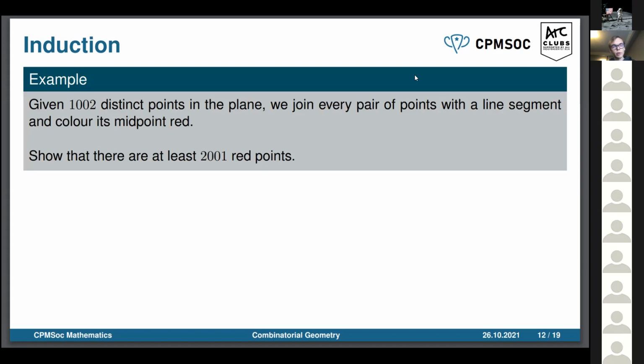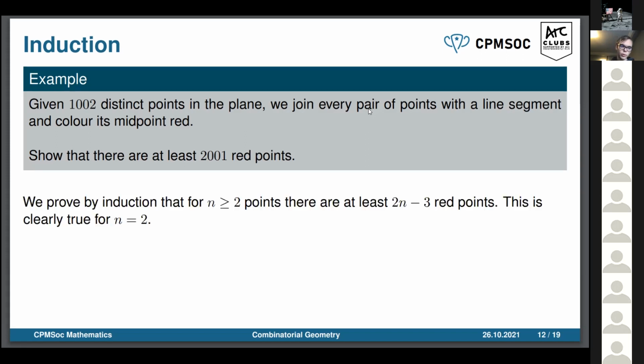And we want to take the midpoints of these line segments. Of all the line segments between the points, we take their midpoints. And we want to show that we end up with at least 2001 distinct midpoints in this configuration. The way that we'll prove this is, instead of considering 1002 points, we'll consider n points. And we'll build up from the very simplest case of n equals 2. And we'll show that every time you add a point, it has a very specific effect on the number of distinct midpoints that you can have.